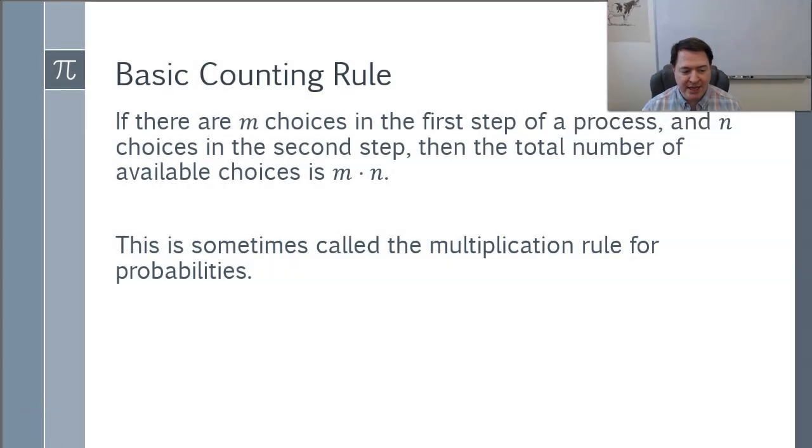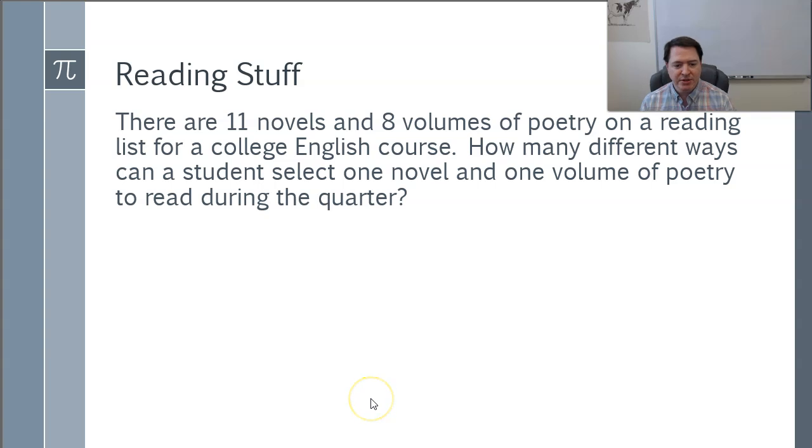So again, we're just multiplying the total number of possible outcomes, but let's go through a couple of examples to illustrate what's really going on here. Suppose we're in some English class where we're required to read one novel from a list of 11 and read one volume of poetry from a choice of 8 different possibilities. If we're required to do that, how many actual total possibilities are there? So we've got 11 possibilities for novels, 8 possibilities for volumes of poetry. How many is that total?